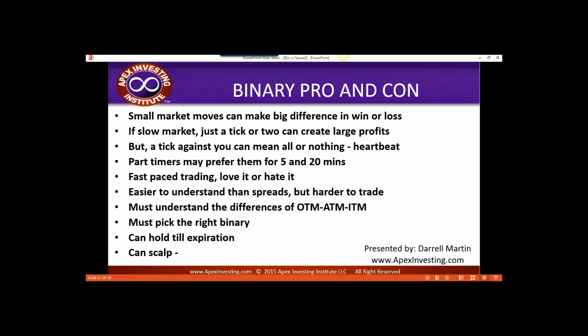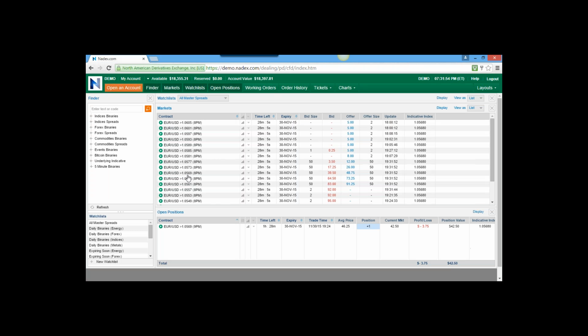Okay, well, let's talk about some pros and cons of binary options. First and foremost, I'll tell you one of the biggest mistakes people make with binaries. Now, I love binaries. I trade them all the time. I trade them every day. Binaries are great. You'll see us trade them all day long in our trade rooms, and we love binary options.